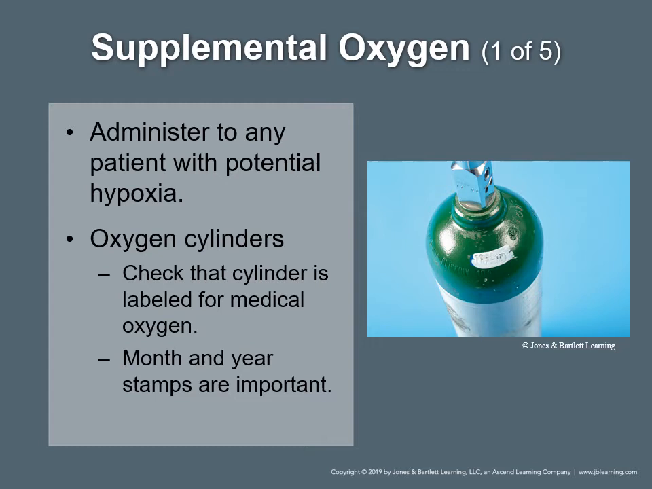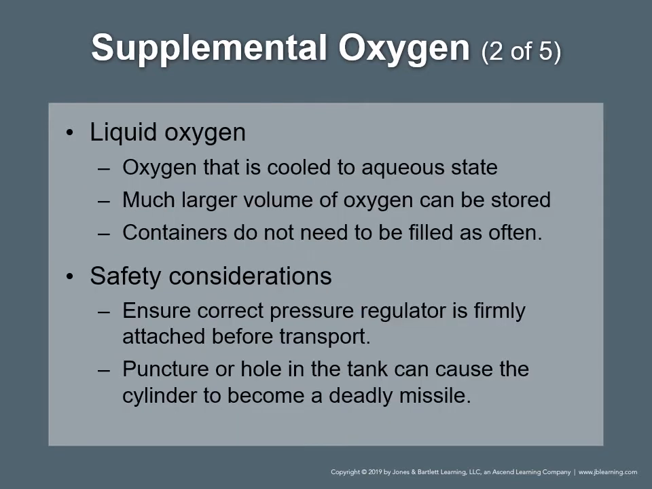Supplemental oxygen equipment includes oxygen cylinders. Newer cylinders are often made of lightweight aluminum or spun steel. Check that the cylinder is labeled for medical oxygen. Of particular importance are the month and year stamps. Table 11.7 lists the oxygen cylinder sizes carried on ambulances. The length of time you can use an oxygen cylinder depends on the pressure in the cylinder and the flow rate. A method of calculating cylinder duration or tank life is shown in Table 11.8.